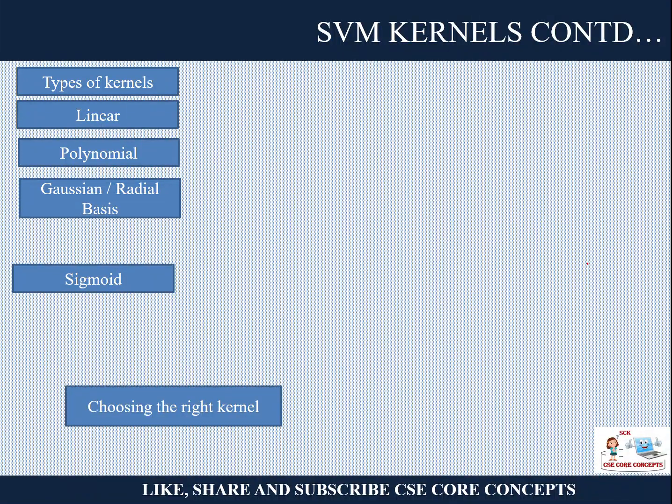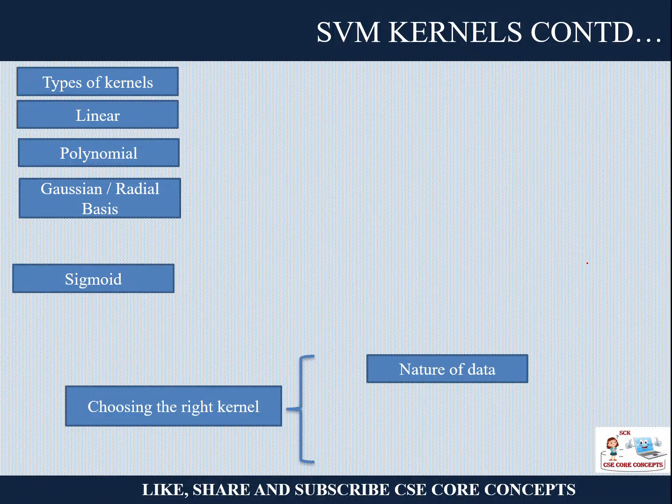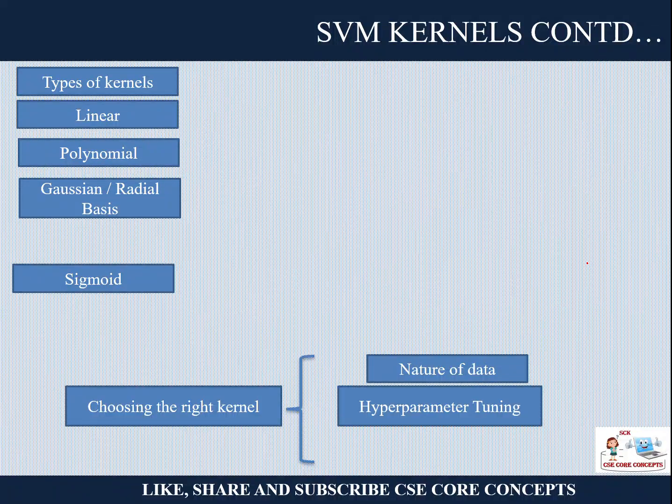Now, how do you choose which kernel to select? That depends first of all on the nature of the data, what type of data you have, and the hyperparameter tuning you have done. What is the hyperparameter here? The hyperplane boundary, or the decision boundary, is your hyperparameter. So you have to keep your decision boundary in such a way that you get a maximum cushion here.